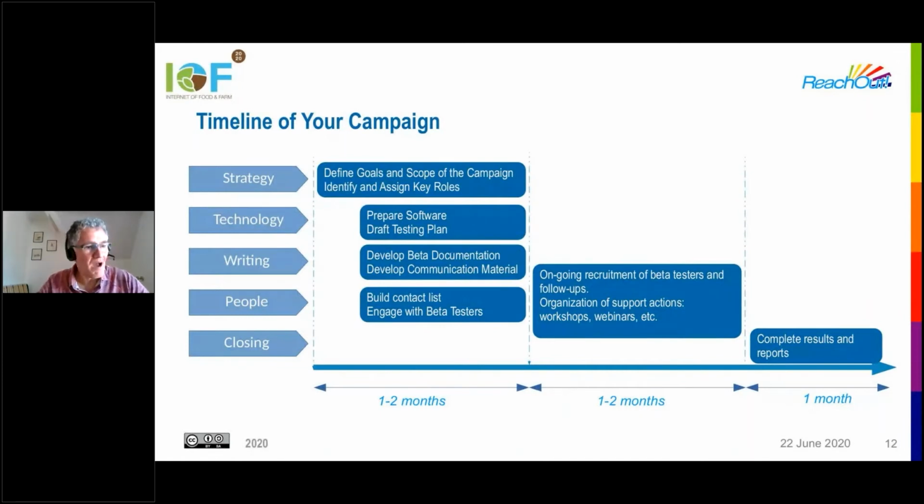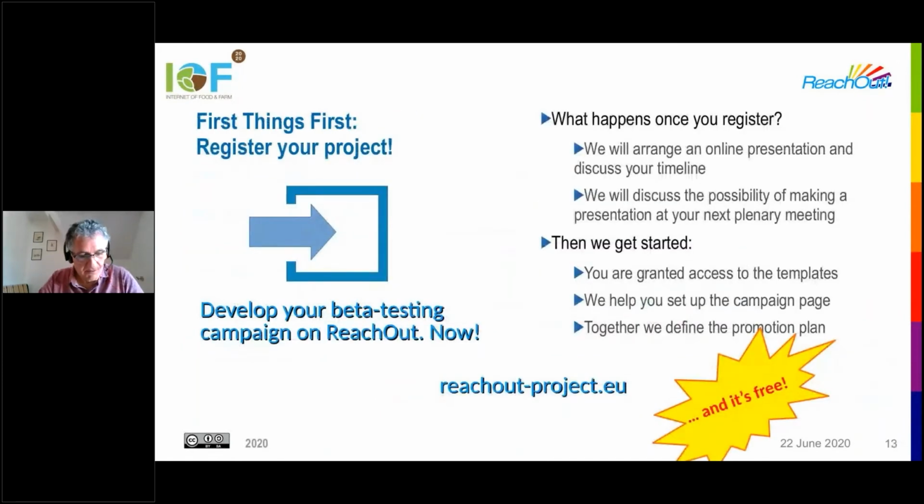So what happens to do all this? You can register, as I said, it's all self-service on reachout-project.eu. You can register your project, and what we usually do is, when the ReachOut team sees that someone's registered, we contact you, unless you've contacted us before. So we're here also to help. We're a team of people in that project.